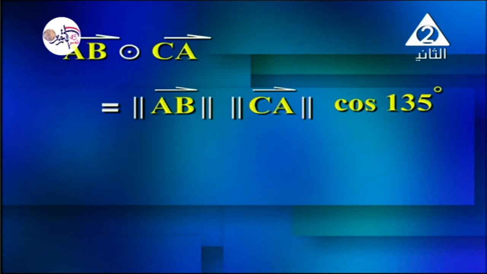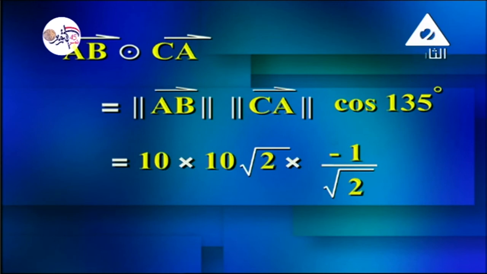What is the length of CA? CA is the diagonal of the square. If the square's side length is 10, the diagonal is 10 root 2. So norm AB is 10 times 10 root 2, cosine 135 is negative 1 over root 2, the answer is negative 100. We can replace CA by negative AC, starting from A.